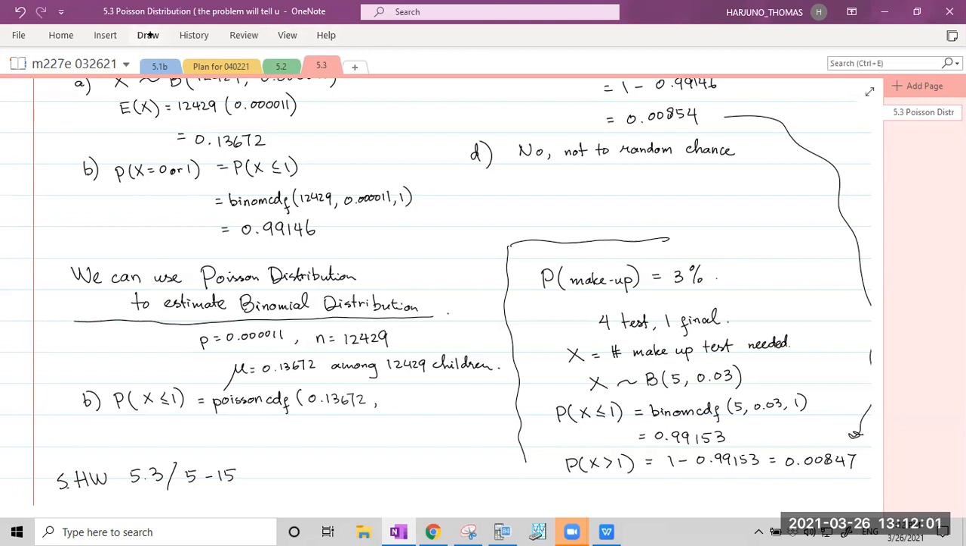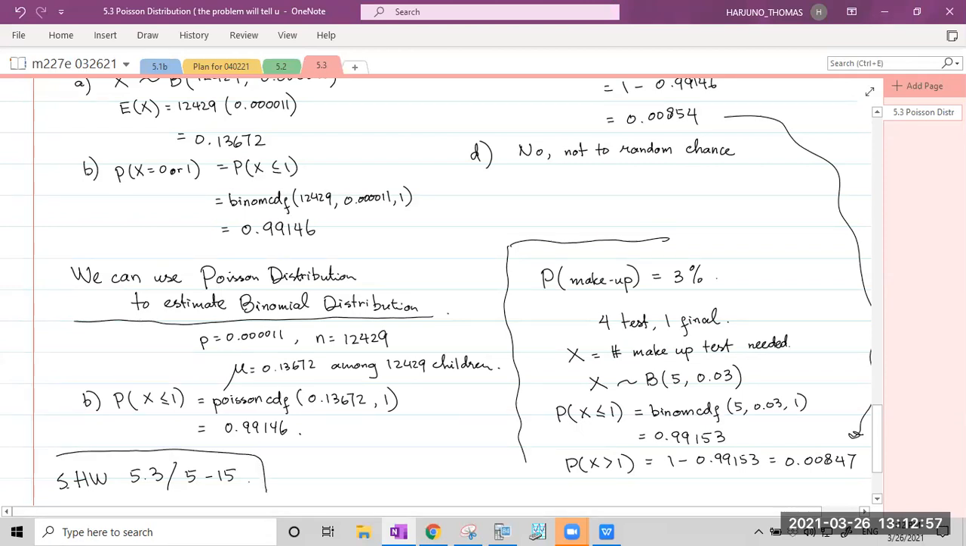Assume that the mean is 0.13672. Now you want Poisson CDF up to 1. You use your calculator to compute that. I don't show you anymore. 0.13672, 1. We get 0.99146 also. So using binomial CDF, that's the precise probability. Now, if we approximate using Poisson distribution, we are still quite accurate, even up to 5 decimal places.